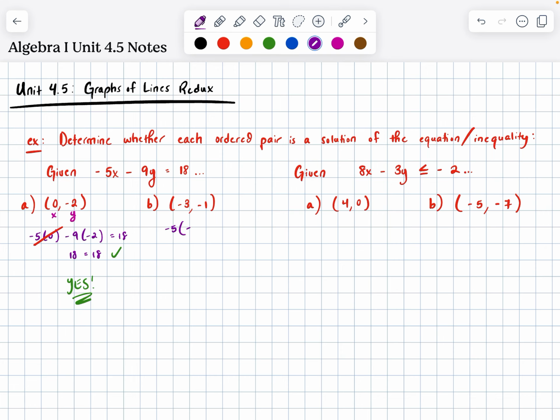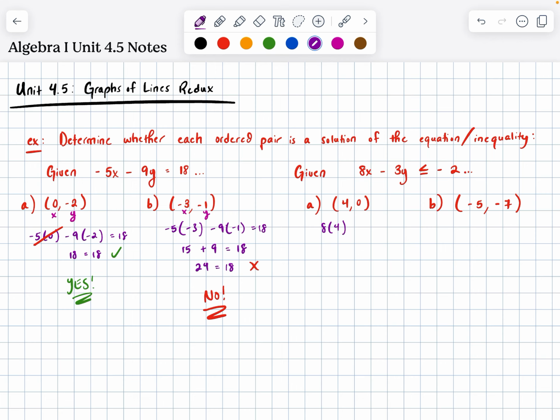For -3, -1, let's see. Well, I'm going to take -5 times -3 minus 9 times -1 equals 18. Again, in ordered pair notation, I'm in alphabetical order. So the -3 is taking the x spot, the -1 is taking the y spot. -5 times -3 is 15. -9 times -1 is +9. 15 plus 9, well, that is equal to 24. 24 is not equal to 18. No, this is not a solution.